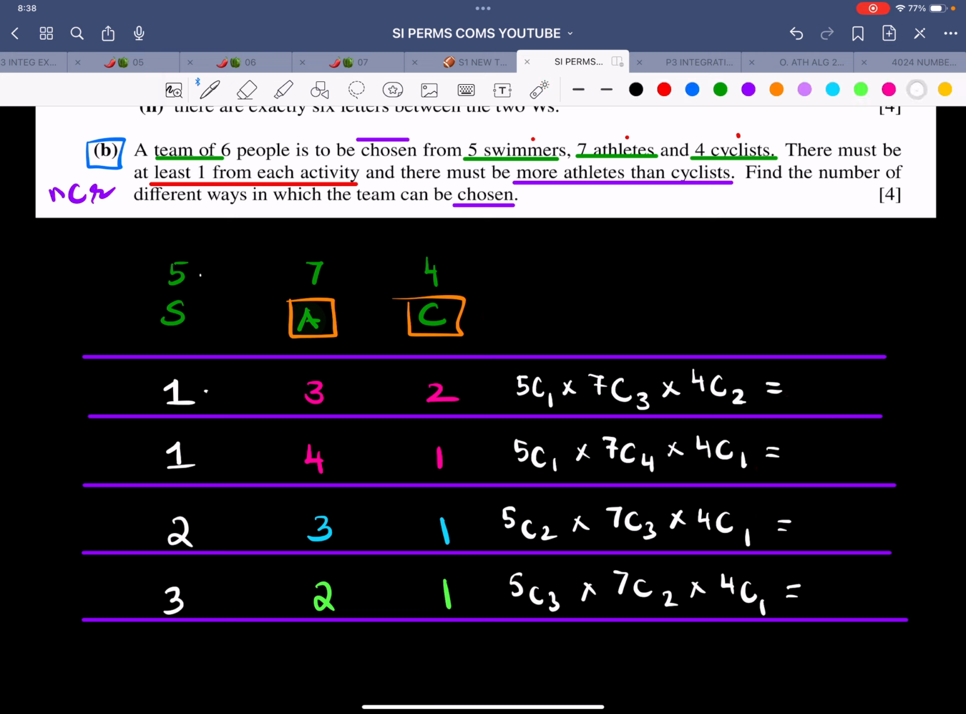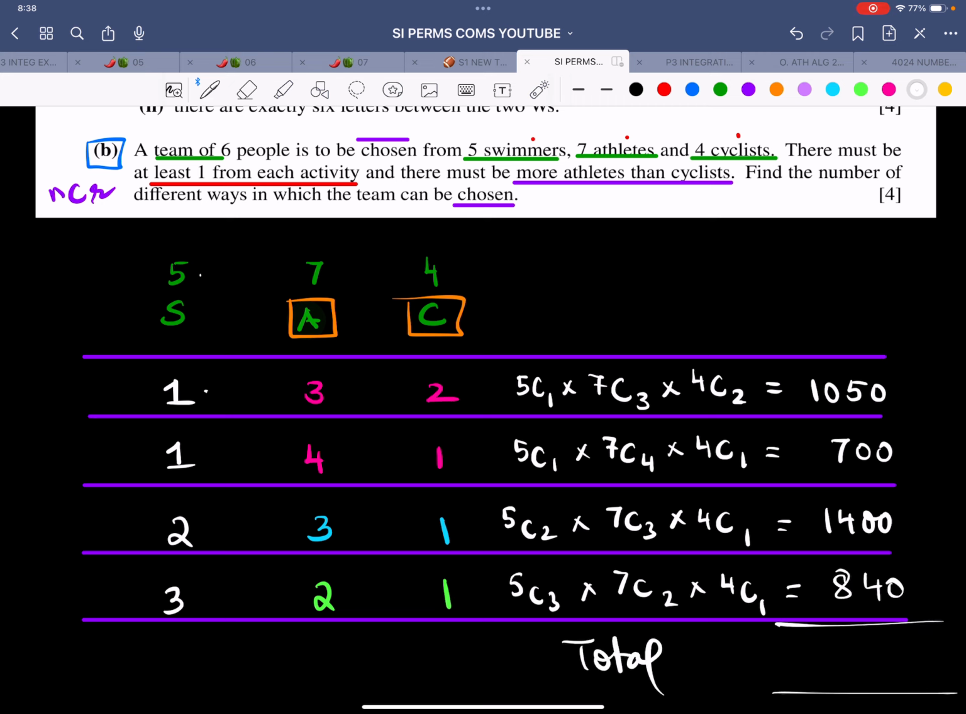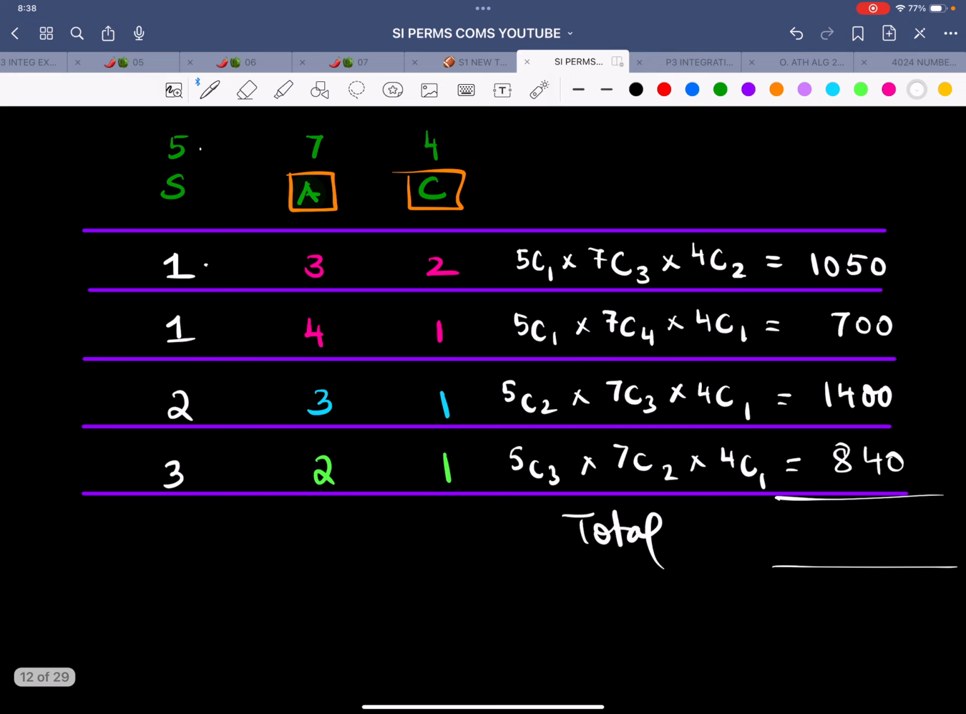Now use a calculator. The first answer comes out to be 1050. The second answer is 700. The third answer is 1400. The last answer is 840. All of these are the possibilities. So therefore, either this or this or this or this. So you add it all up. When you add it all up, this comes out to be 3990.